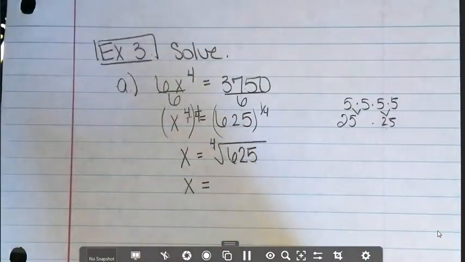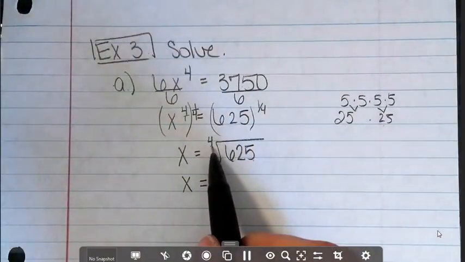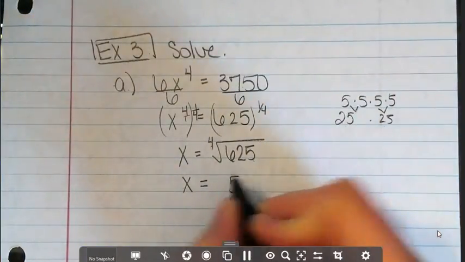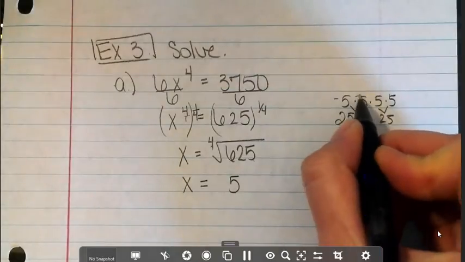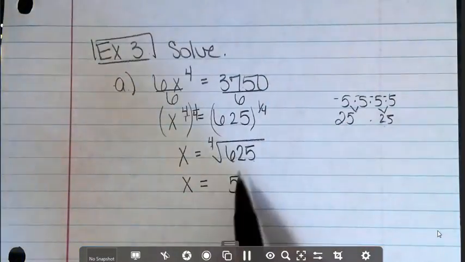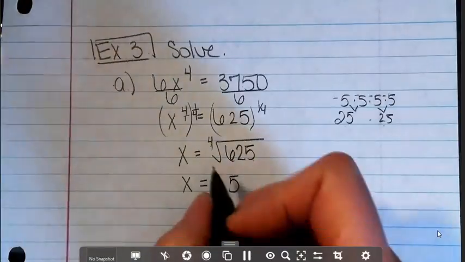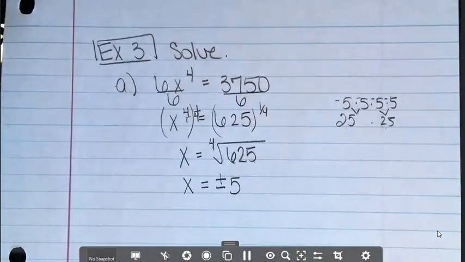So x is going to be, now let's remember, if we're taking the 4th root of something, it's very similar to the square root. So I could potentially say all these are positive, which says 5, but could they all also be negative? What if they were all negative? Would that work out to give me a positive 625? In fact, it would. Okay, so this could be a positive or negative 5.